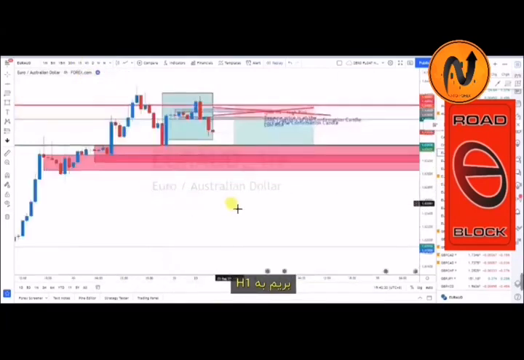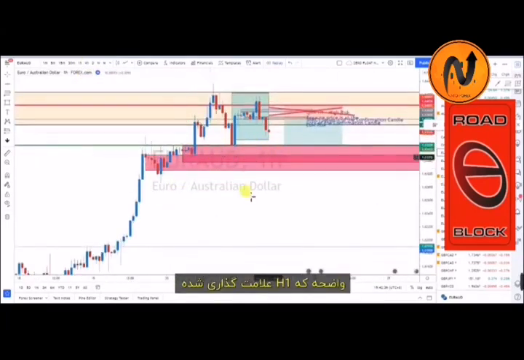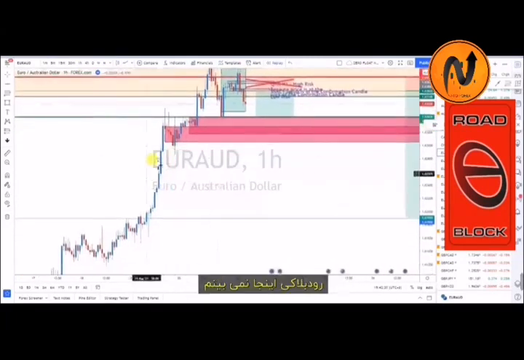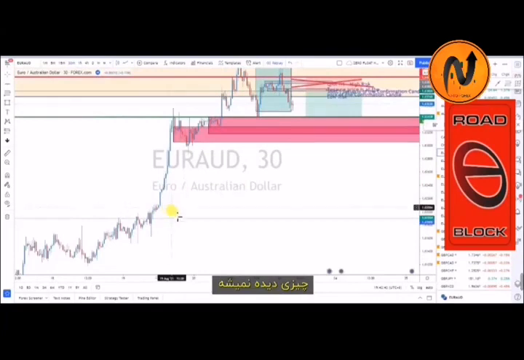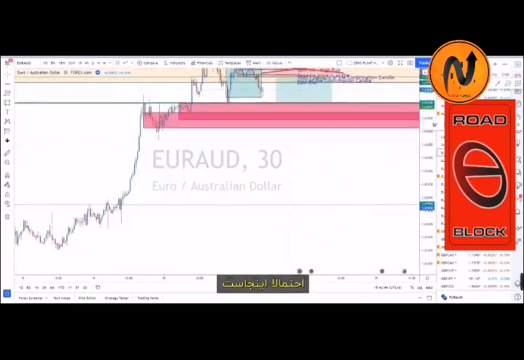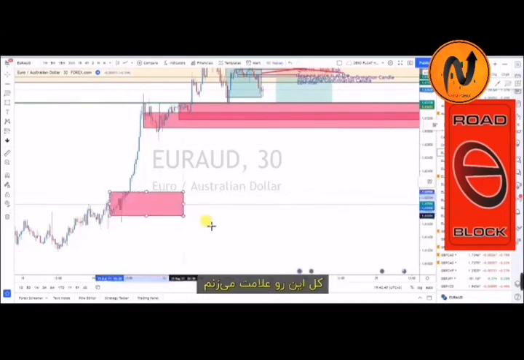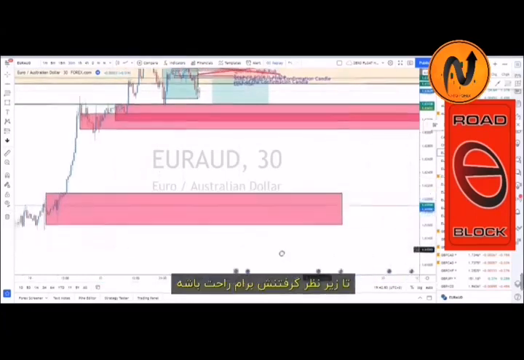Let's go to the H1. Clearly H1 has been marked. I don't see any roadblock here. So let's go to the M30. Nothing much. Okay, probably here. Probably here. So there is one base here, a little small base. So I'm going to mark this whole thing, so it's easy for me to monitor.